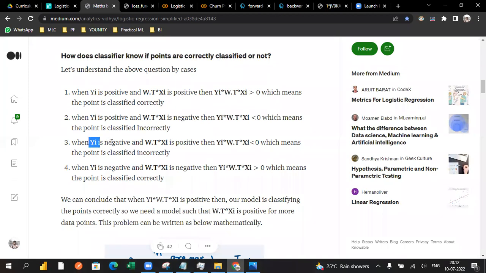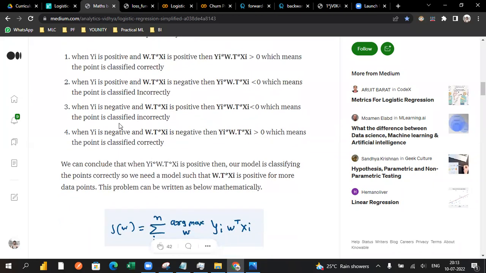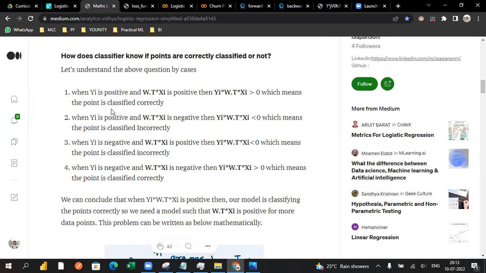And if you are predicting or assuming yi is negative and your actual class label is positive, at this time obviously negative into positive gives a negative result. This is also an incorrectly classified point. So whenever you take a negative prediction and the actual class label is negative, obviously negative into negative is a positive. That means you will correctly classify the points whenever you have a negative and negative result, and also whenever you have a positive and positive result.